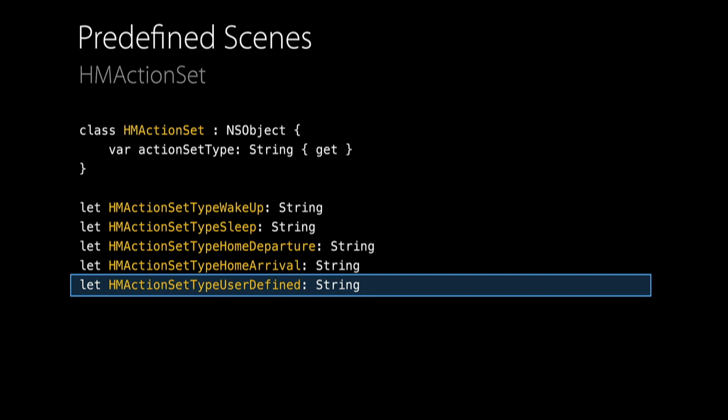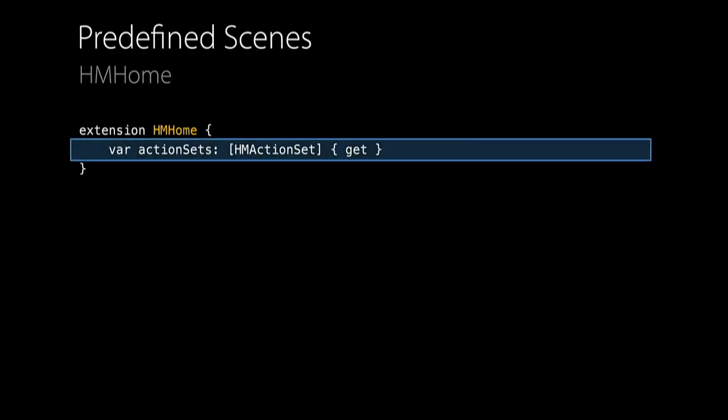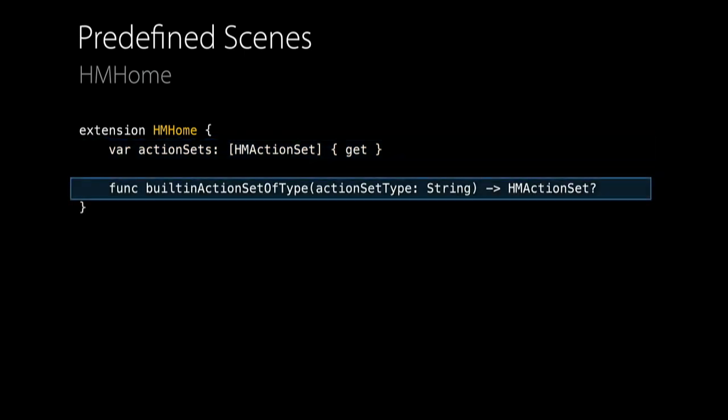How do I access these predefined scenes in a home? They're automatically populated for you as part of the action sets property on a HM Home class. But we also have a convenience API, built-in action set of type that takes the action set type and returns a HM action set object that corresponds to one of your predefined scenes.